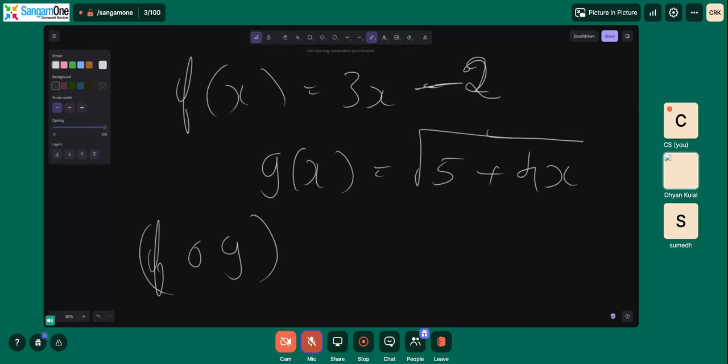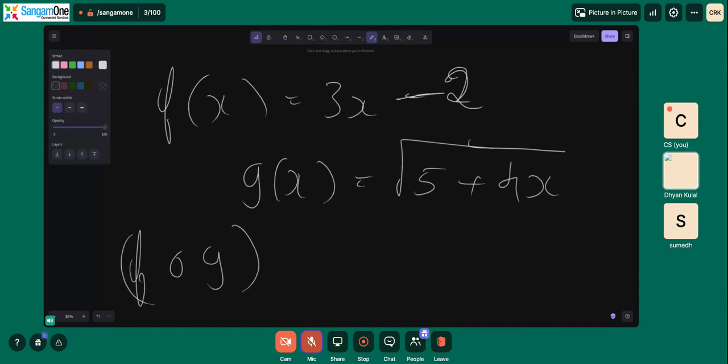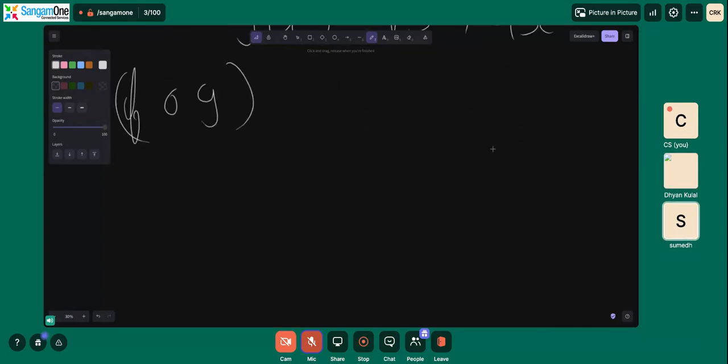I don't know whether it is correct or wrong. 3 root of 5 plus 4x minus 2. Yeah, it's absolutely correct. So we understood the composite function.